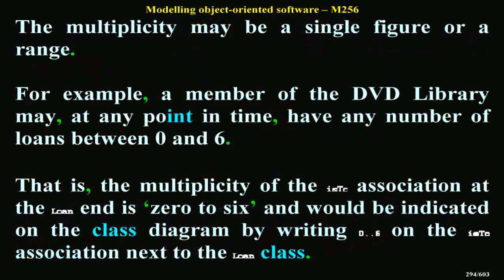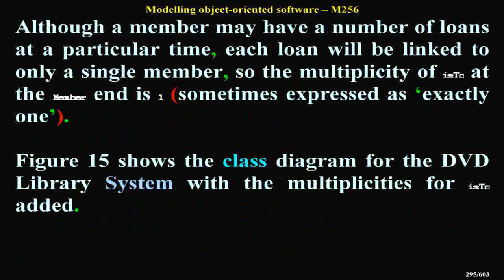For example, a member of the DVD library may, at any point in time, have any number of loans between 0 and 6. That is, the multiplicity of the association at the end is 0 to 6 and would be indicated on the class diagram by writing on the association next to the class. Although a member may have a number of loans at a particular time, each loan will be linked to only a single member, so the multiplicity of at the end is sometimes expressed as exactly 1.